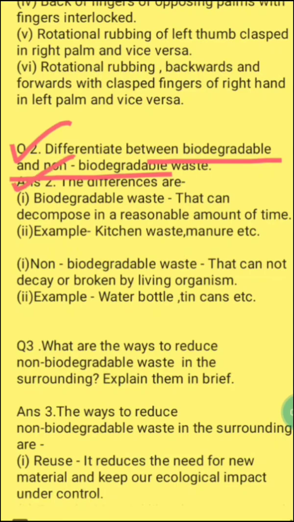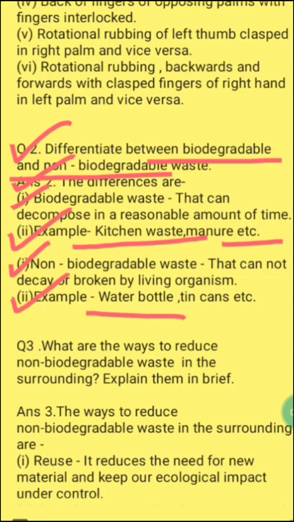The differences are, first one is biodegradable waste that can decompose in a reasonable amount of time, that can be decomposed by the microorganisms into a simple form. And if we talk about the examples, kitchen waste and manure are examples of biodegradable waste. Next, students, the first point of non-biodegradable waste is that it cannot decay or be broken down by living organisms, and examples are water bottles, tin cans, etc.